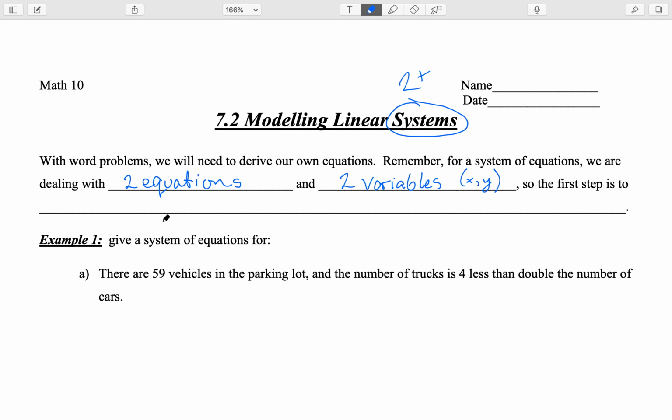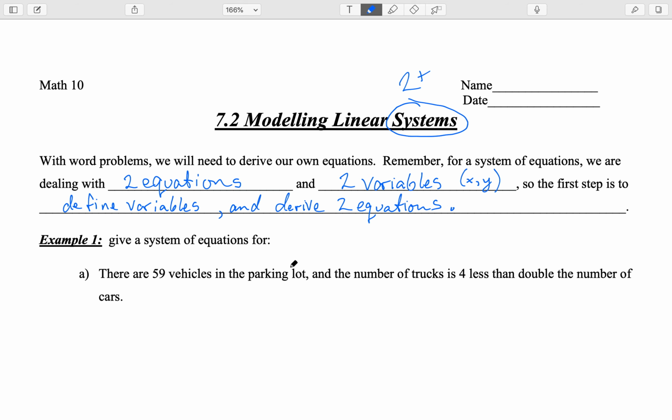So the first step is we're going to have to define what variables we're using. In other words, what does x stand for? Is it the number of x-rays or the number of apples or what? And then derive two equations, two different equations. One's not enough because if it's a system, it's got to be at least two or more.